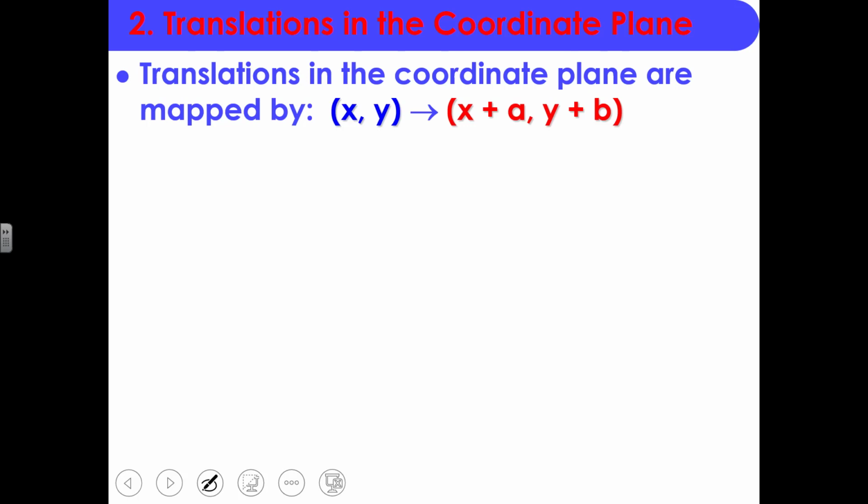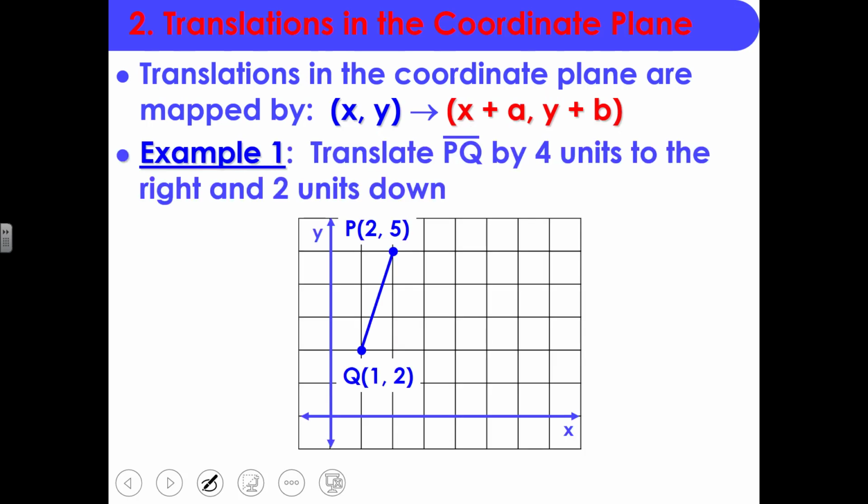Translations in the coordinate plane can be described by this mapping notation. Let's say you have a point with the xy coordinates of x and y. Its image, point P prime, is going to have the xy coordinates of x plus a and y plus b. This means that a point in the coordinate plane has to move in the x direction by the amount that a indicates, and it will move in the y direction, or up and down, based on what b indicates.